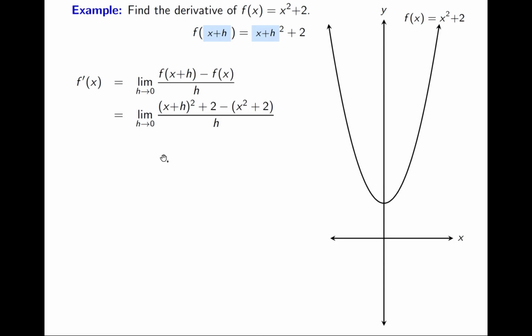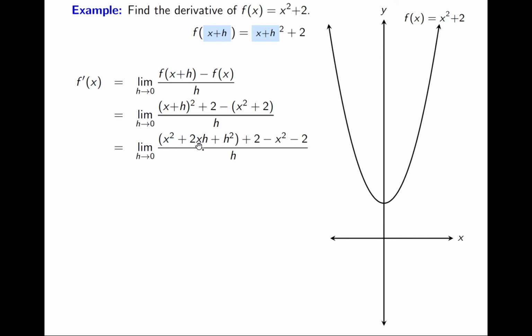Let's FOIL things out and collect like terms and see what we've got. The first thing you'll see here is an x plus h squared. We can FOIL that out. It's x squared plus 2xh plus h squared. And then we're adding the 2 right here, so that's plus 2. And then we have minus x squared plus 2. That negative distributes in as a negative x squared minus 2.